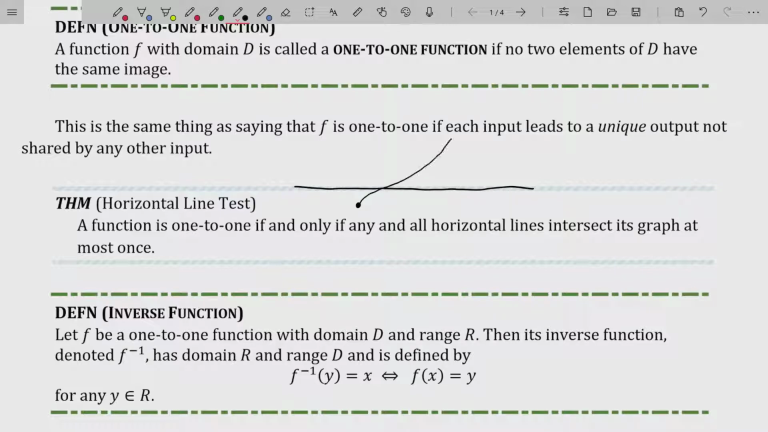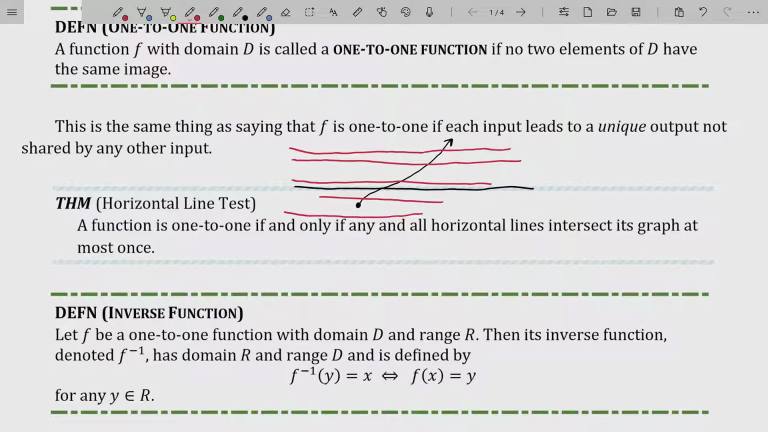Let's just say that it's domain restricted. Any and all horizontal lines I draw must be able to hit the curve at most once. So that horizontal line hits the curve at most once, so does this. And in fact, every single one that you draw will hit the curve at most once, even this guy down here.